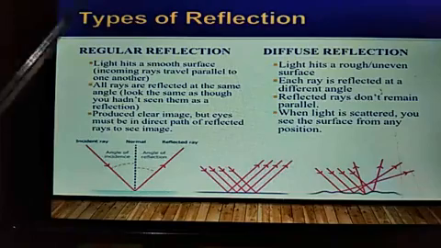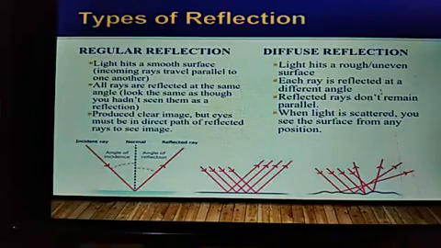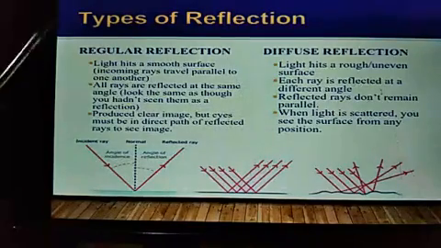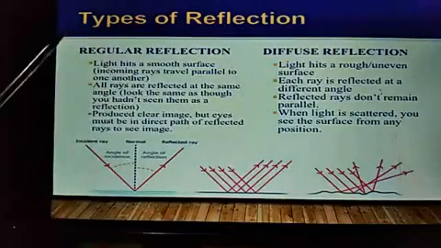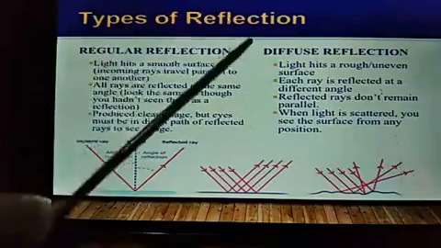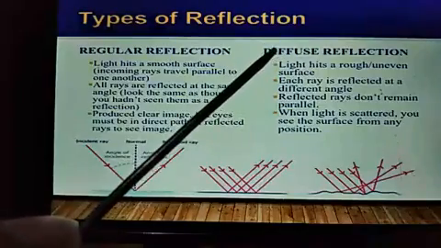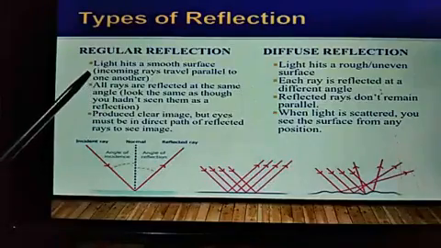Next we will talk about the types of reflection. Basically, reflection is of two types. You have also studied this in 7th or 8th standard. Let us see what regular and irregular reflection are. The types of reflection are regular and irregular. Irregular reflection is also known as diffuse reflection. Let us see them one by one.